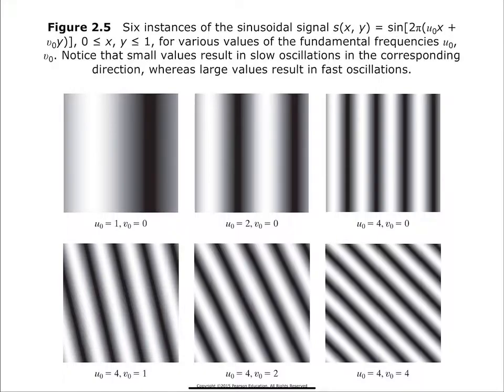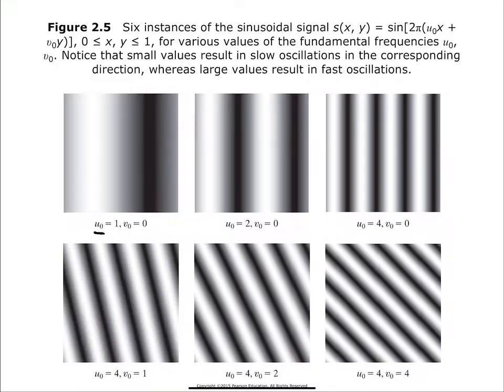In 2D, which people are slightly less familiar with, what we have is also sines and cosines. It can be in different directions. So we can have vertical stripes, we can have horizontal stripes, we can have diagonal stripes. And the idea is any image can be represented as a sum of these types of stripes. So this is a figure from the book, and here they're using U0 to represent the frequency in the x direction and V0 to represent the frequency in the y direction.